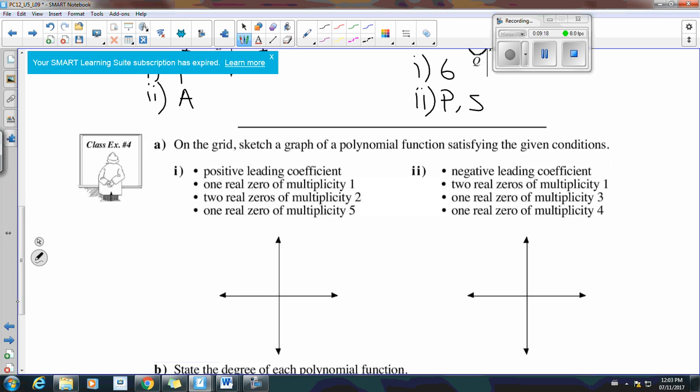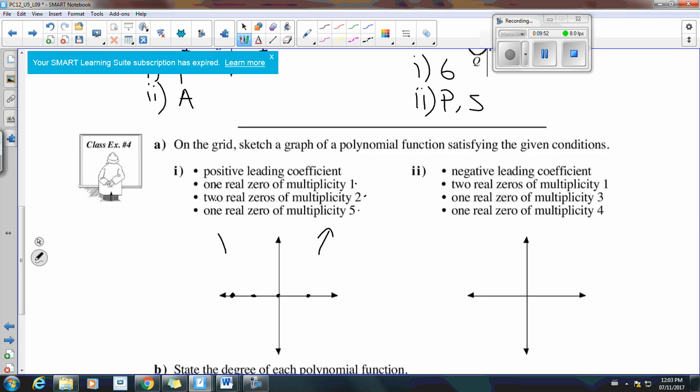Example 4. On the grid, sketch a graph with a polynomial function satisfying the given conditions. Positive leading coefficient, so we know somehow this right arm is going to go up. 1 real 0 of multiplicity 1. 2 real zeros of multiplicity 2. 1 real 0 of multiplicity 5. So this has 2, 3, 4 zeros all together. And you can really draw these wherever you like. The sum of the multiplicities is 1 plus 2, so that's 3 plus 5 is 8.